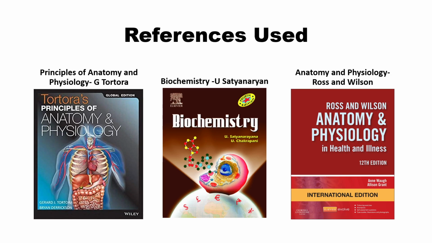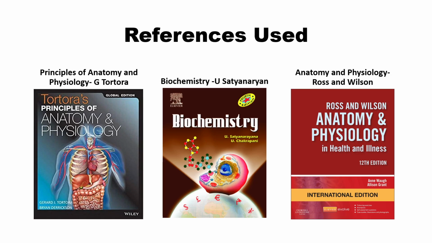Now these are the references used for the preparation of this presentation. First is Principles of Anatomy and Physiology by G. Tortora, then the Biochemistry book by U. Satyanarayana, and Anatomy and Physiology by Ross and Wilson.